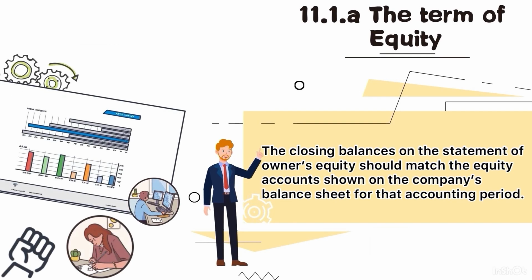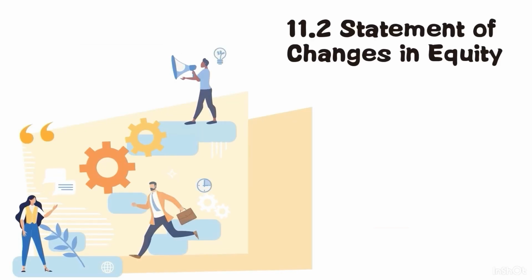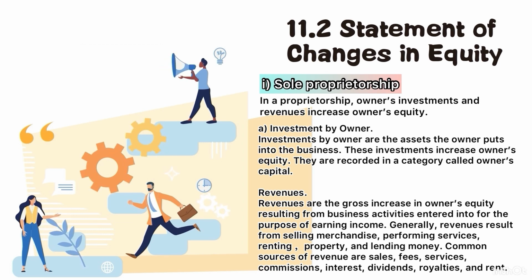The closing balances on the statement of owner's equity should match the equity accounts shown on the company's balance sheet for that accounting period. First, sole proprietorship. In a proprietorship, owners' investments and revenues increase owners' equity. A. Investment by owner. Investments by owner are the assets the owner puts into the business. These investments increase owners' equity. They are recorded in a category called owner's capital.